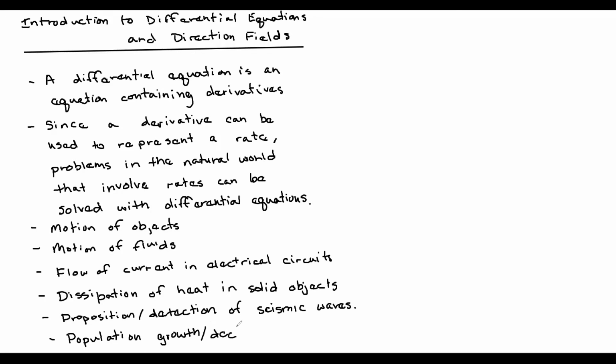We are not going to get into all of these applications in this class, but we're going to get into some of them. We'll look at dissipation of heat. We'll look at motion of objects in this section. We'll look at population growth. We'll look at flow of current. Maybe everything, even the seismic waves. Maybe we get into that a little bit, but we get into most of these. Okay, so let's go ahead and get into one of them right off the bat.